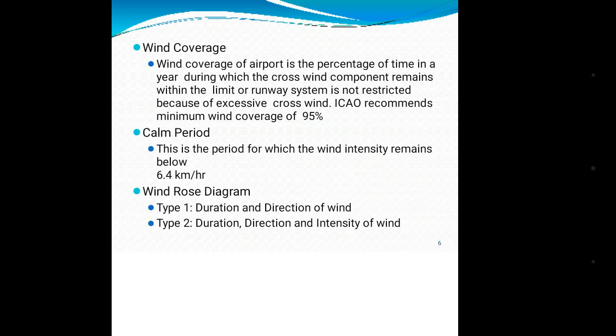Now wind coverage. The wind coverage of an airport is the percentage of time in a year during which the crosswind component remains within the limit, or the runway system is not restricted because of excessive crosswind. International Civil Aviation Organization recommends a minimum wind coverage of 95%. Once again, wind coverage of an airport is the percentage of time in a year during which the crosswind component remains within the limit.